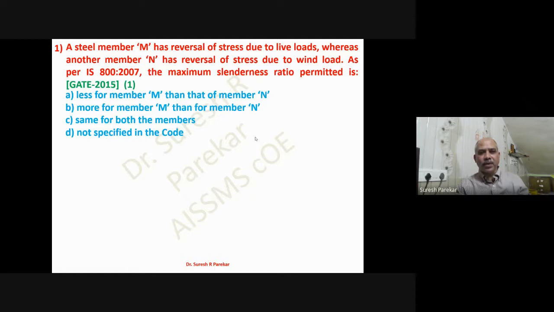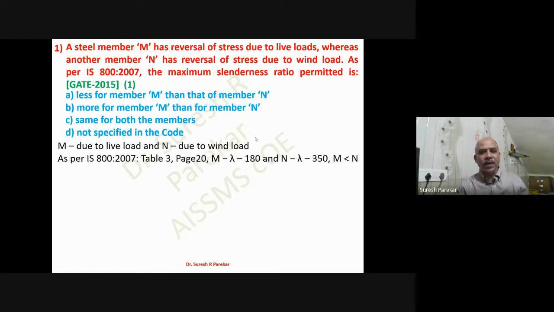So remaining all parts. So first we have steel member M has reversal stress due to live loads, whereas another, N, has reversal of stress due to wind load. The maximum slenderness ratio permitted. So if we go to IS 800 2007, we have Table 3, and from this we are going to get M lambda 180 and N lambda 350. So M we have less than N, and therefore we have option A.